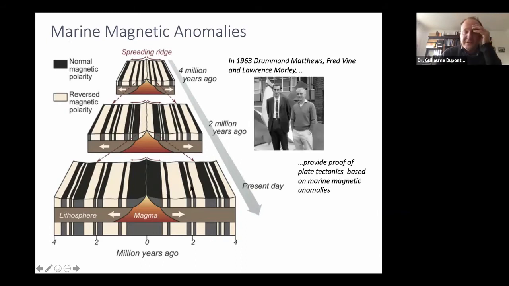And I wanted to say this is actually how people proved plate tectonics. The plate tectonic theory remained a theory until 1962, 63, when these guys proved the plate motion and the spreading ridge and the whole story using these magnetic stripes, these marine magnetic anomalies. So this is how plate tectonics has been proved.